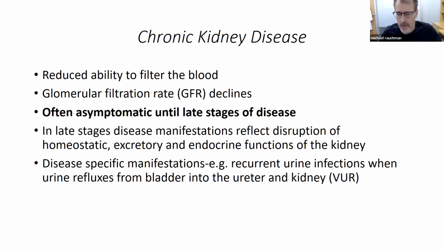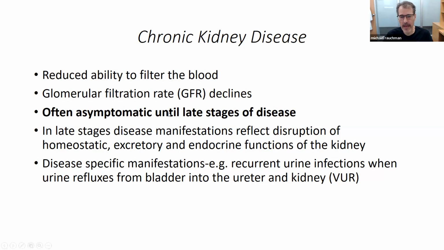So a little bit about what chronic kidney disease is. The way we define it in simple terms is that it's a reduced ability to filter the blood. So remember I said that the nephron has a filter, which we call the glomerulus, and we call this filtration function glomerular filtration rate, or it gets abbreviated as GFR, and we measure its decline as a reflection of reduced kidney function.